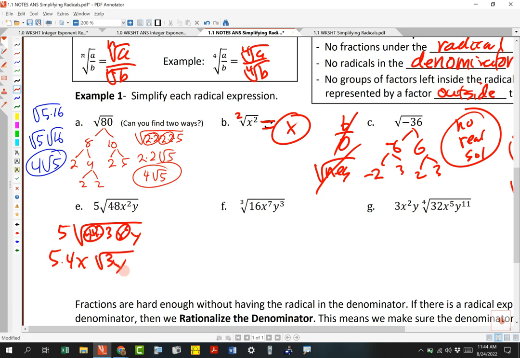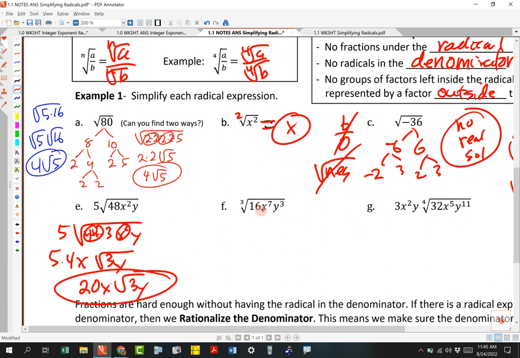Now, we're not going to get technical about this. This is 20x radical 3y. I'm going to say this, but I'm not going to make you actually do this. Technically, there should be absolute value bars on the x. I want you to think about why that should be.